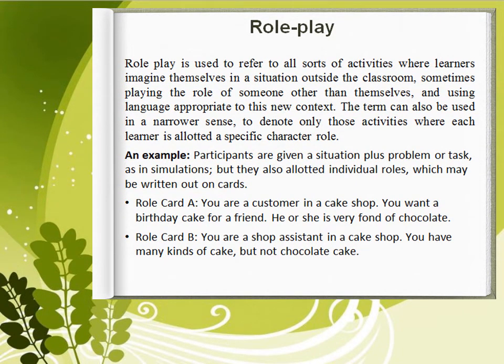Role play is used to refer to all short-lived activities where learners imagine themselves in a situation outside the classroom, sometimes playing the role of someone other than themselves and using language appropriate to this new context. Here I have an example you can see on the screen. If you really want to focus on it, you can pause for a second to see it.